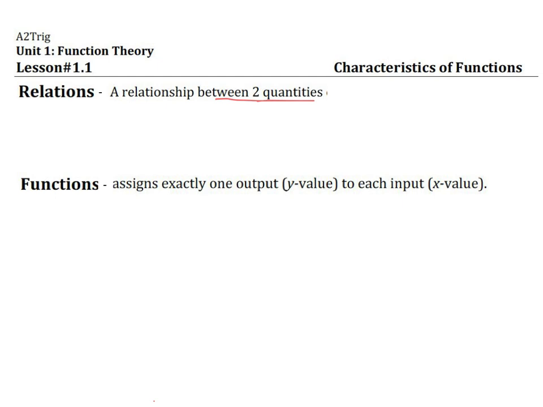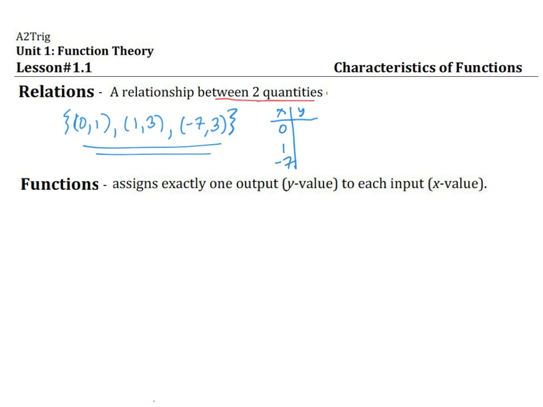And then again, x coordinate, y coordinate, what am I talking about? I'm talking about an ordered pair, right? So then I could write a list of ordered pairs. That list of ordered pairs would be an example of a relation. Now, I could also write those values in a table. That would also represent a relation. So we have our input values, which would be 0, 1, and -7, and then my output values would be 1, 3, and 3.